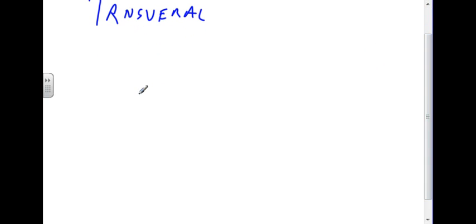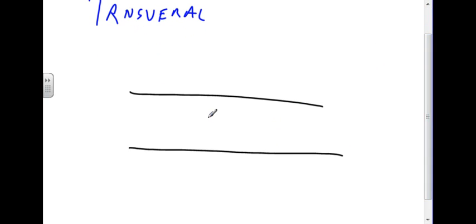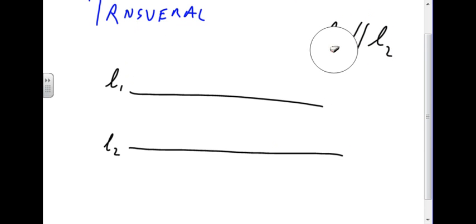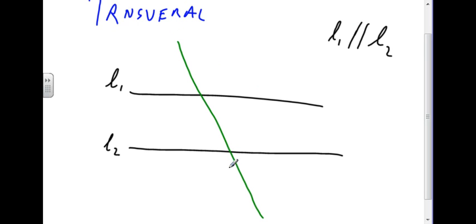Could be, I suppose. So I have two parallel lines, line 1 and line 2, and line 1 is parallel to line 2. Okay, in that case, the transversal is something that goes through those two lines.